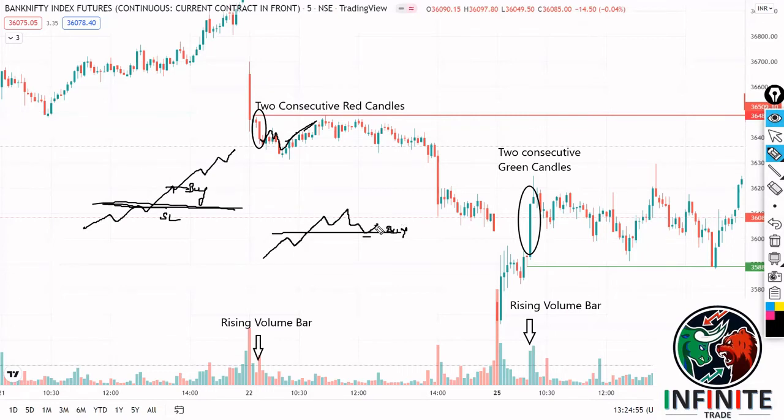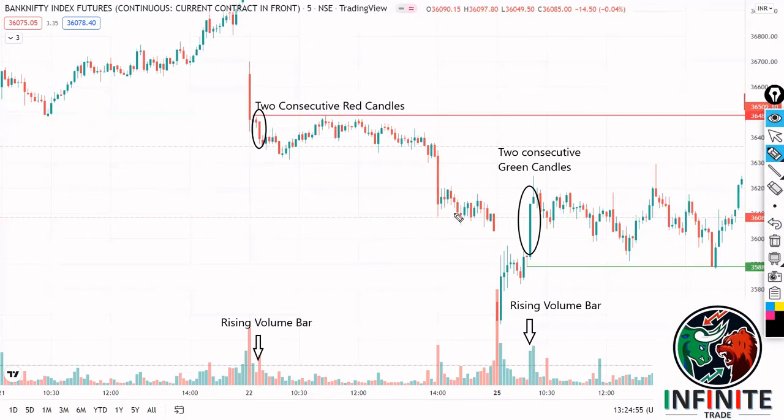and this is how the SL becomes small. And in this case, your SL becomes small and your risk reward is very favorable to you. So this is the concept that we are talking about here.